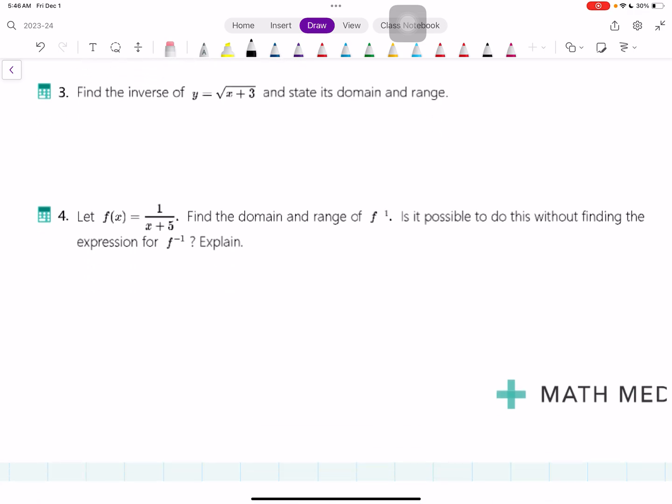Here they ask you to find the inverse. There are a couple of steps. Step 1, switch variables. Switch x and y. I just usually say switch vars. So you're going to start off with x is equal to the square root of y plus 3. We actually did this multiple times in class. Step 2, you solve for the original variable, which in this case is y. So let's square both sides. You get x squared is equal to y plus 3.